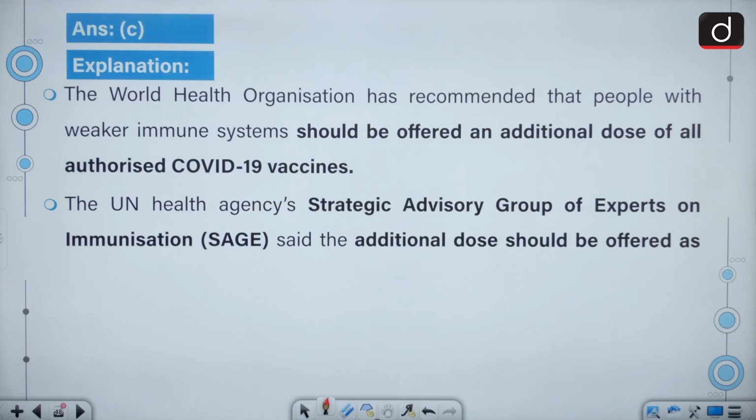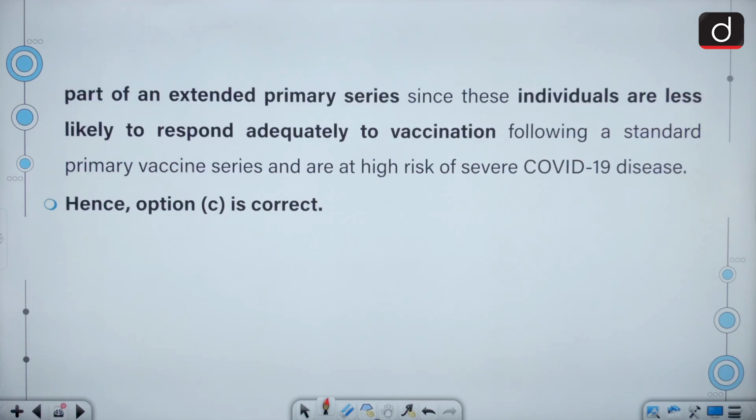The World Health Organization has recommended that people with weaker immune system should be offered an additional dose of all authorized COVID-19 vaccines. The UN Health Agency's Strategic Advisory Group of Experts on Immunization, that is SAGE, said that the additional dose should be offered as part of the extended primary series, since these individuals are less likely to respond adequately to vaccination following a standard primary vaccine series and are at high risk of severe COVID-19 disease.